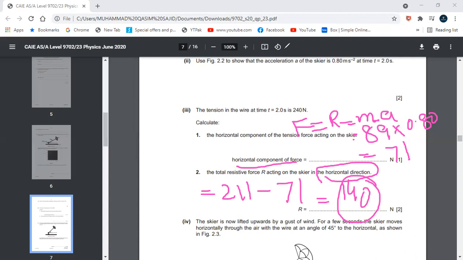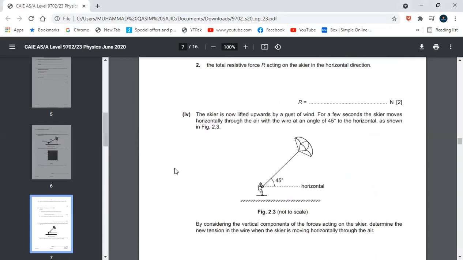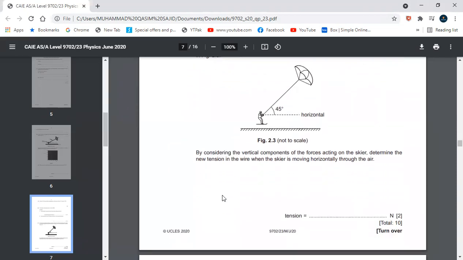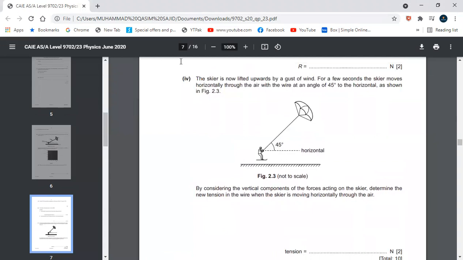Now the next one, part 4. A cigar is not lifted upward by a gust of wind for a few seconds, moving horizontally through the angle. We have to find the vertical component. It's so easy. The vertical component with respect to the force applied is the tension. So tension equals the vertical component. Tension vertical component is nothing but T sine theta.